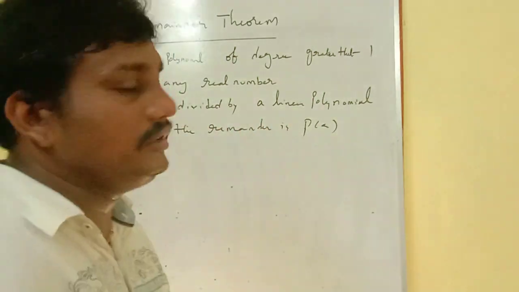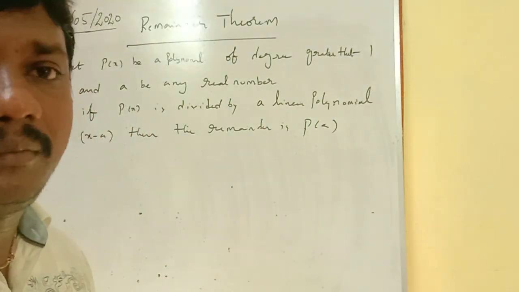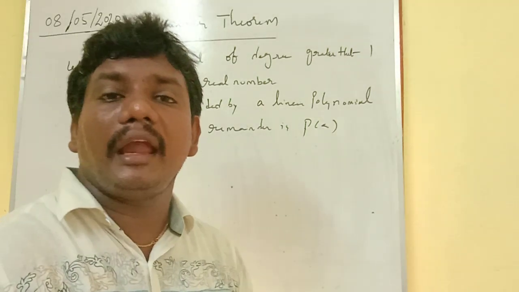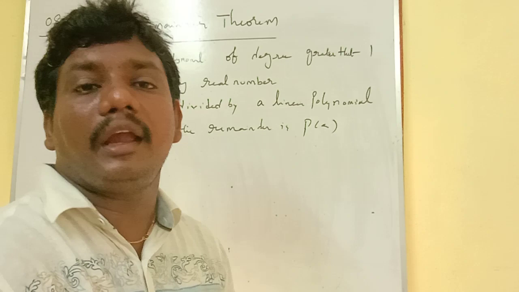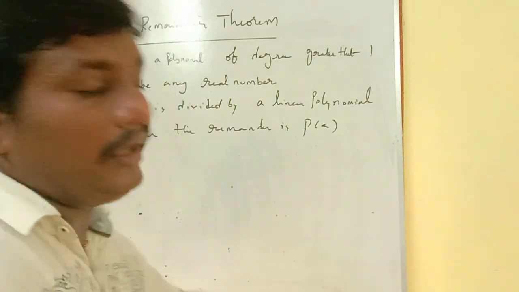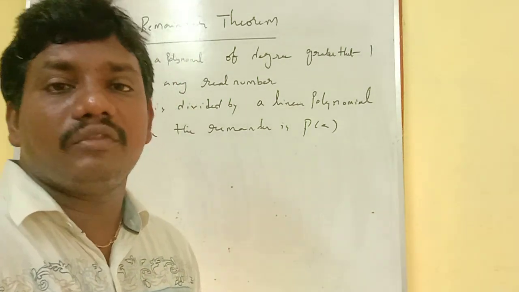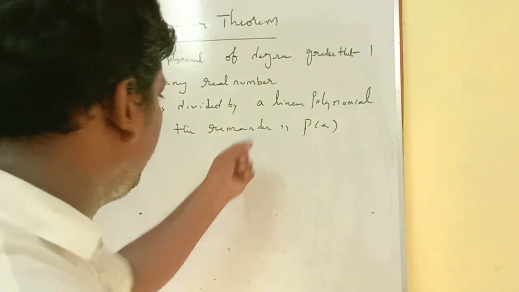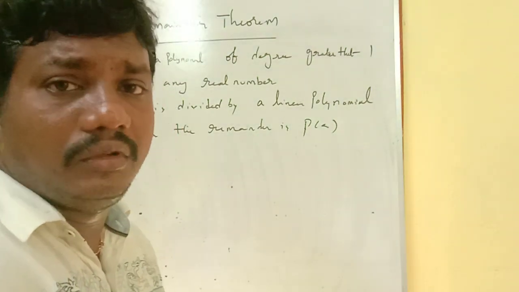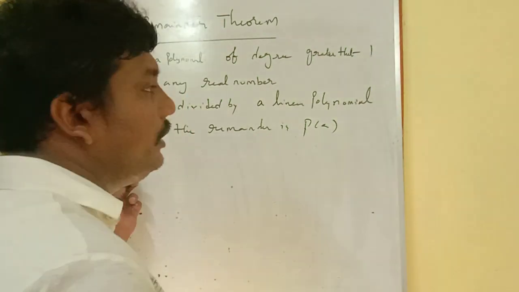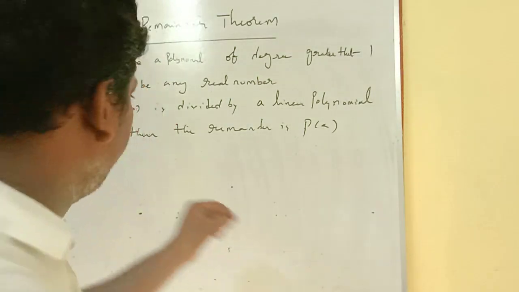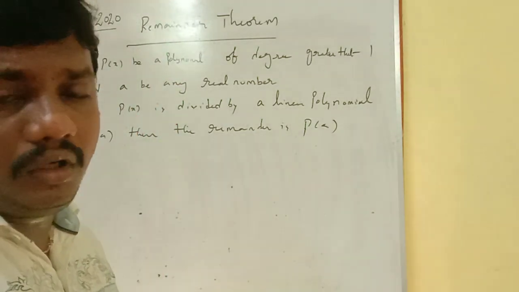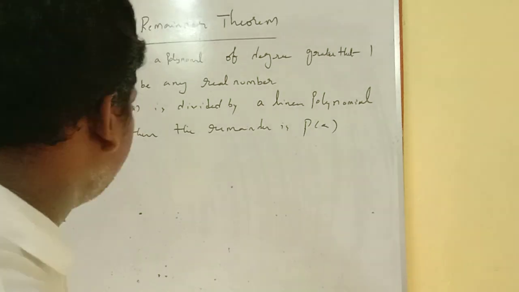So what is the use of this theorem? What is the application of the theorem? Without doing actual division, we can find the remainder. Without using actual division, one can find the remainder of a polynomial. But that is only for linear divisors. That is the limitation of this remainder theorem. Now how do we prove this remainder theorem? We have to see the proof.